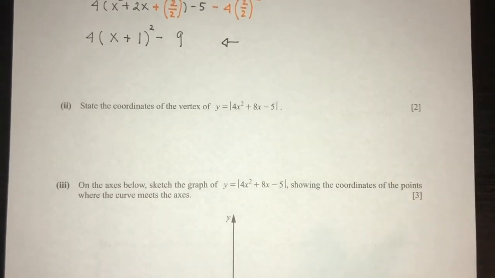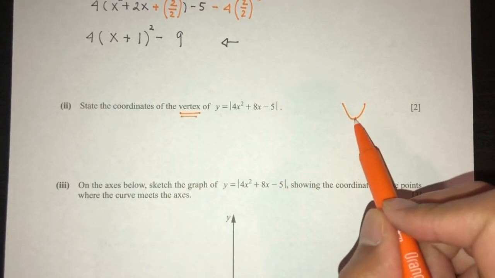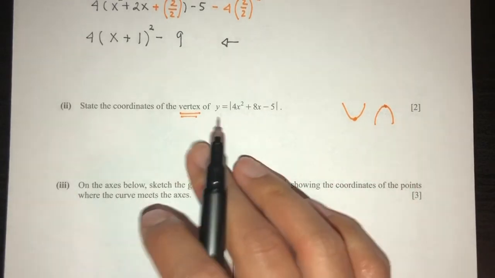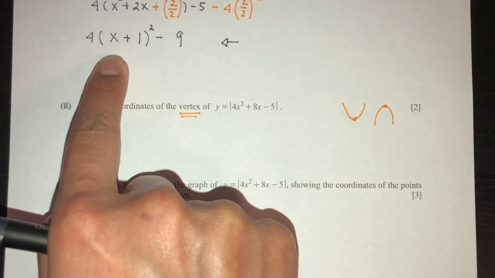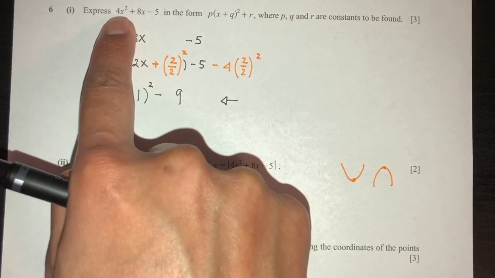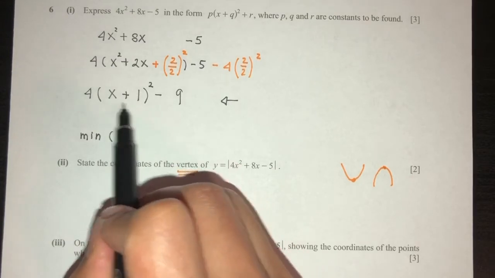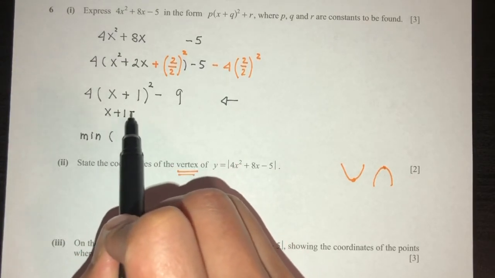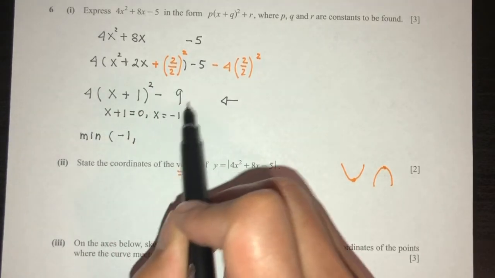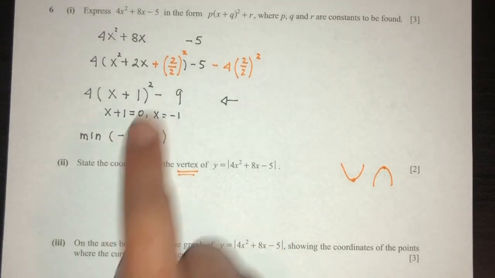Now for part 2, we have to state the coordinates of the vertex. Vertex means the minimum point or the maximum point of this equation. Now let's look at the real one. This one, because the coefficient of x squared is positive, it is a minimum curve. Okay, and the minimum point for this curve is, you have to look at the inside. We have x plus 1. We have to equate that to 0, which means x has to be minus 1. So the minimum point is minus 1, and this value is your y value for the minimum point. So that is the vertex for this curve.